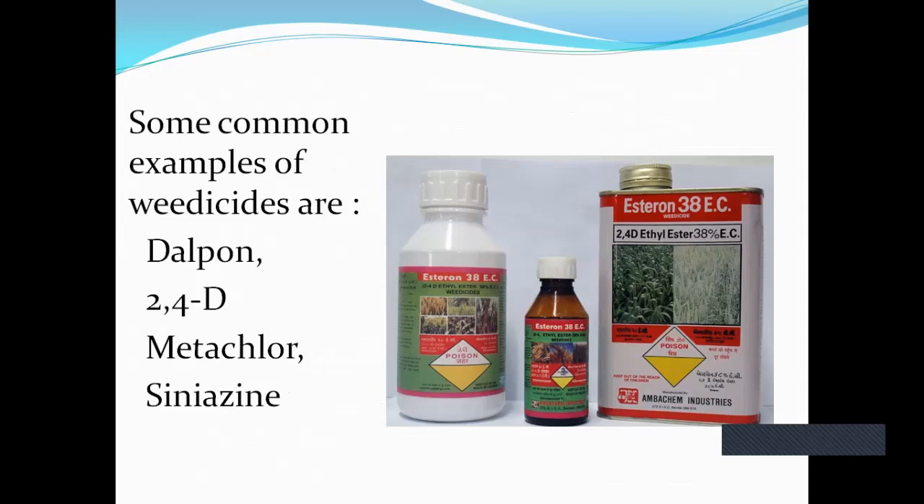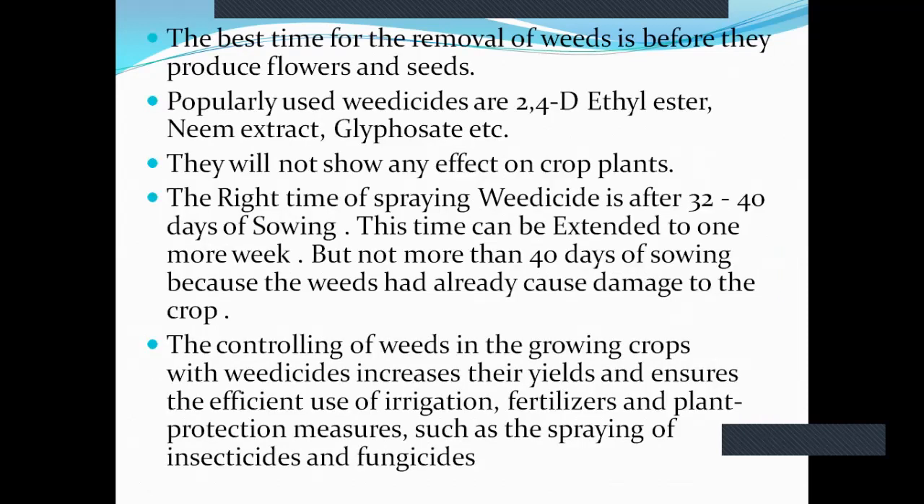Okay, I am sharing this picture. Can you see on each bottle that poison is written there? Yes. In the white part, can you see the white triangle? Can you see the poison written? Yes, it is written poison, zehar. It means all these weedicides are poisonous, right? Delphon, 2,4-D, metachlorosenzin, all these are weedicides which are poisonous, but they are used in the field.